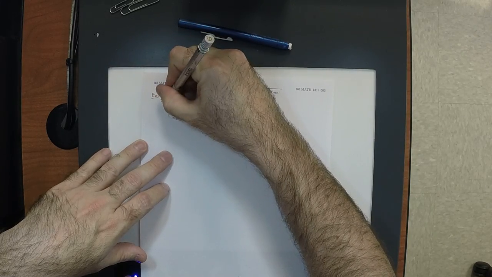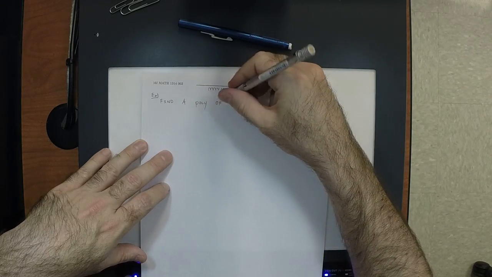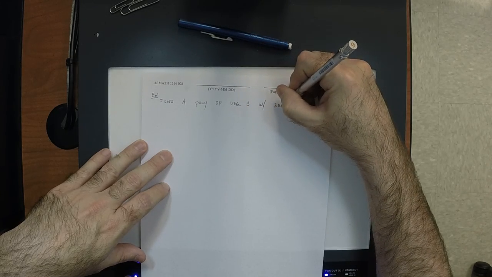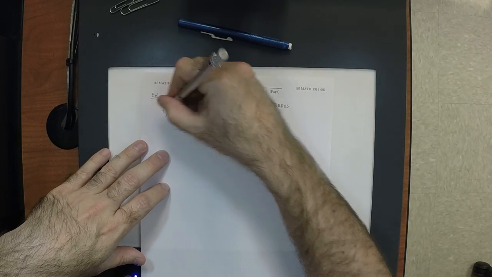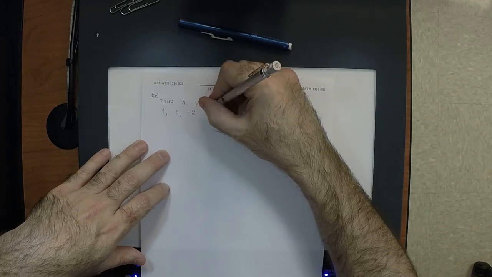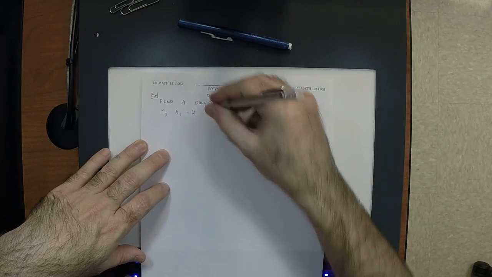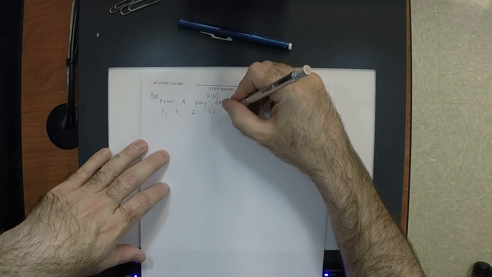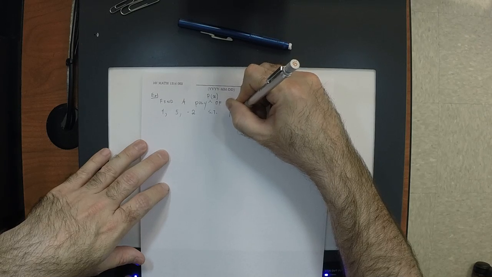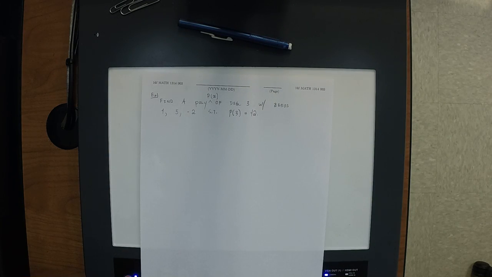So find a polynomial of degree 4. Let's do an easy one first. Of degree 3 with zeros. How about 1, 5, and negative 2? And we'll call this polynomial, say, p of x. So find a polynomial p of x of degree 3 with such and such zeros. And then I also want it to be the case that p of, say, 3 is equal to 12. Okay.